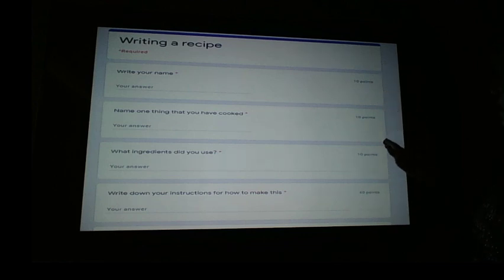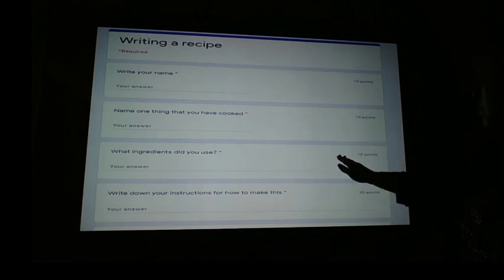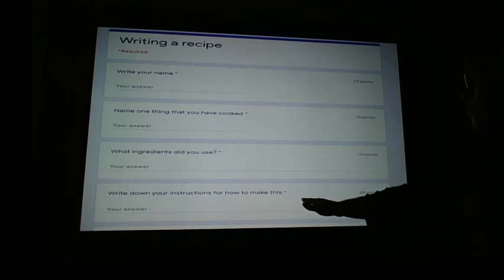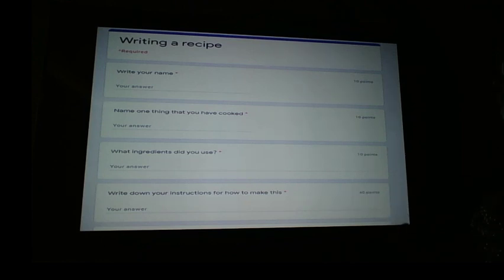And down the side, there are points. Now, because your answer is going to be different to everybody else's answer, the form doesn't give you any points. So when I go back in and look at it, I work out, have you done that correctly? 10 points. Have you named one thing that you've cooked? 10 points. Have you written ingredients? 10 points. And have you written at least 2 or 3 sentences, or as many as you can actually fit on that line, to give you 40 points. And then I will send it back to you to say how many points you have got.